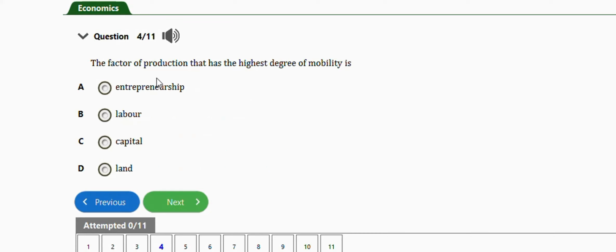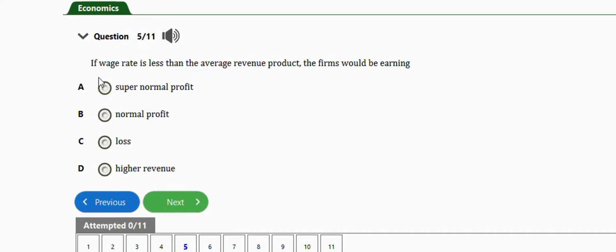Next question is this one. It says the factor of production that has the highest degree of mobility is. We have entrepreneurship, labor, capital, land. The right answer is option B, which is labor. Very important. Next question is this one. It says if wage rate is less than the average revenue product, the firms would be earning. We have super normal profit, loss, higher revenue. The right answer is option A, which is super normal profit.